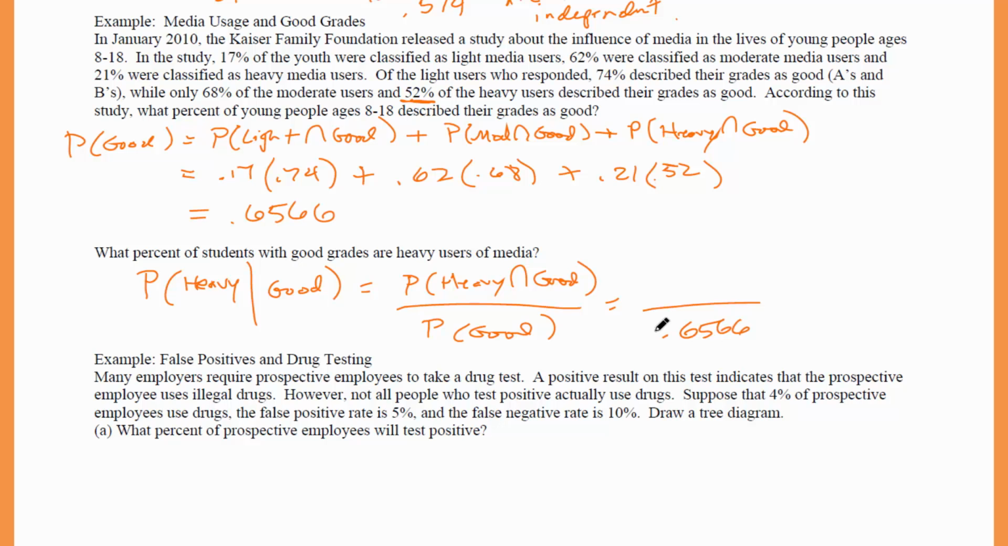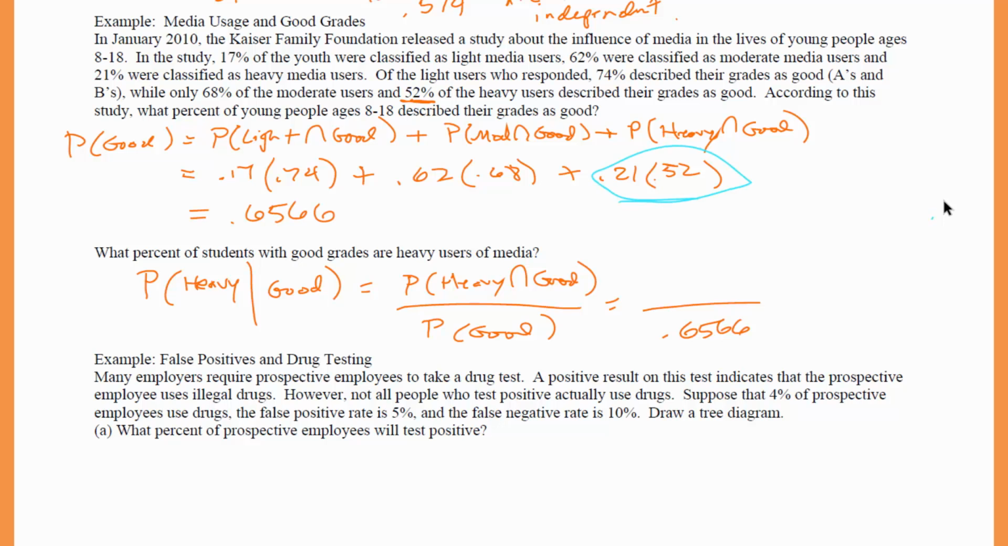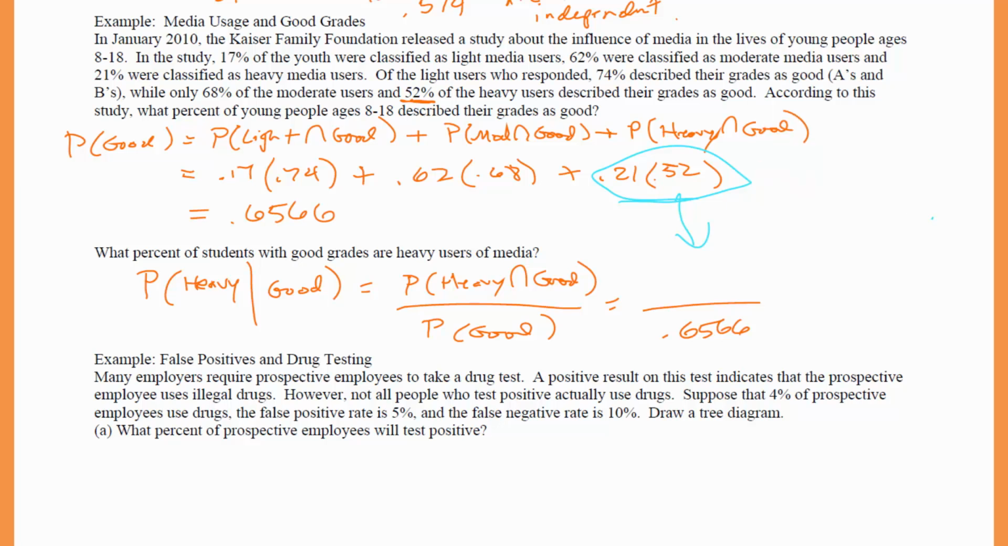0.6566, assuming I typed it into my calculator correctly. And on the top is the probability of having good grades and being a heavy media user. Well, that is this part right here, heavy and good. So that's 0.21 times 0.52. So we had to use our answer from part A as the denominator for our answer of part B here. So I get 0.1663.